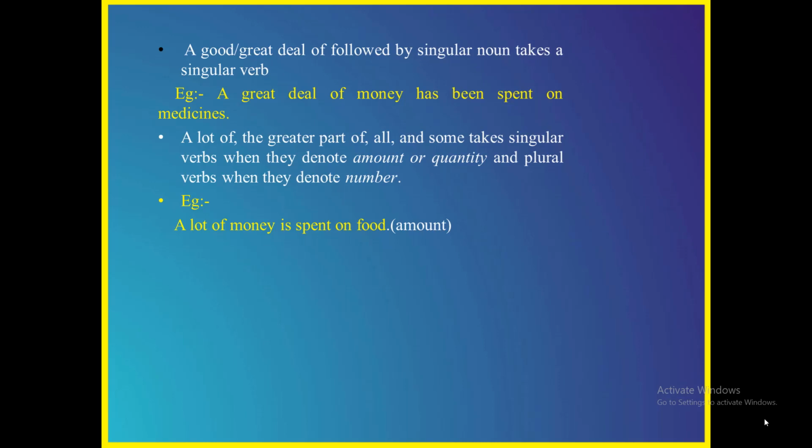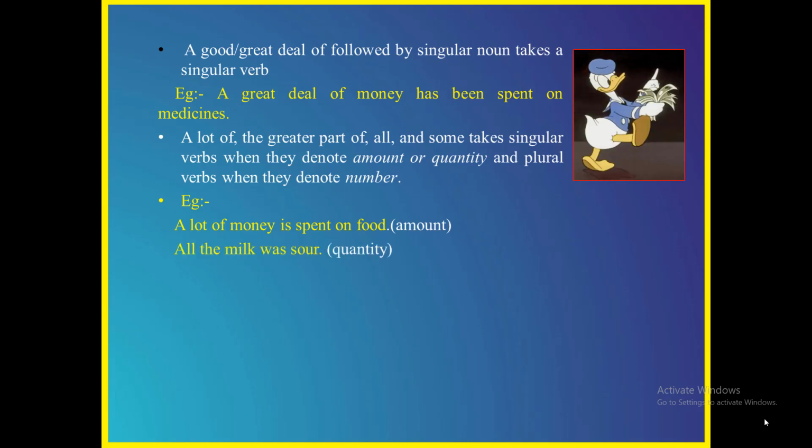Here we are using the word a lot of followed by a singular noun. Just now I said, right, money is a singular noun. So that's why we are using the singular verb is, because here a lot of money denotes amount. Next sentence. All the milk was sour.